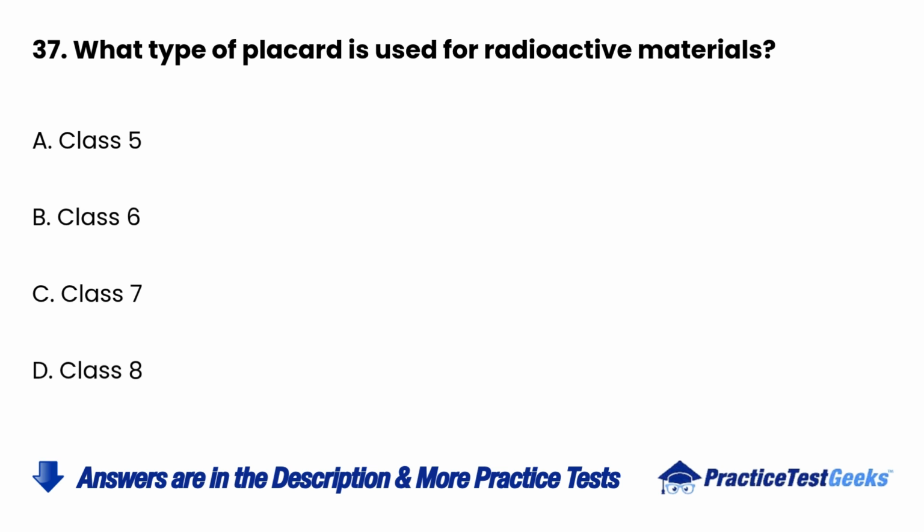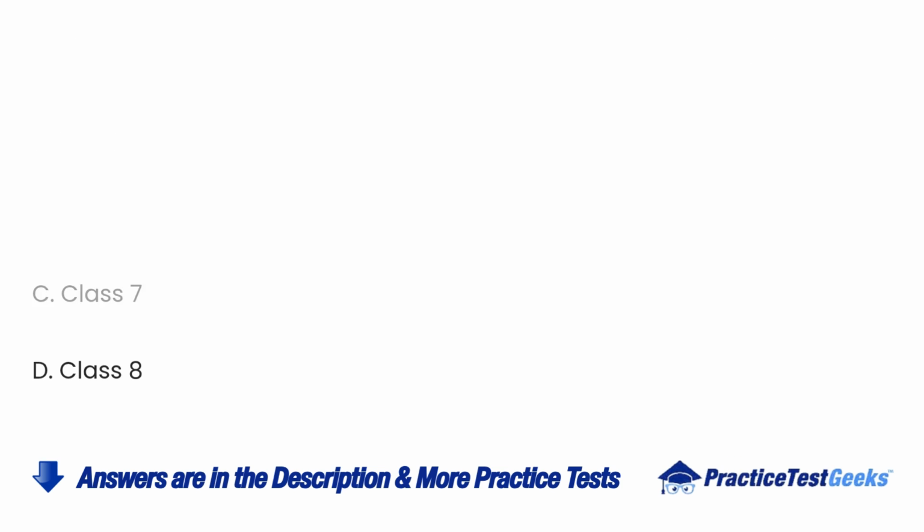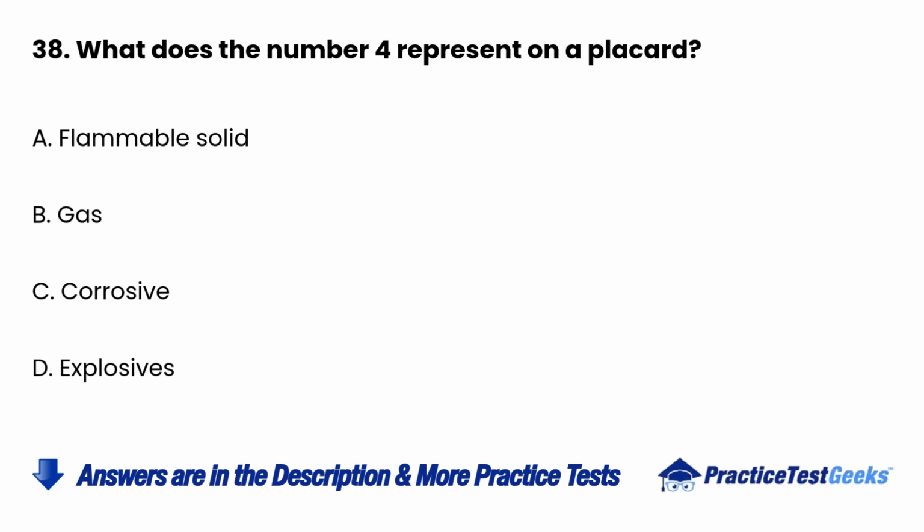37. What type of placard is used for radioactive materials? A. Class 5. B. Class 6. C. Class 7. D. Class 8. 38. What does the number 4 represent on a placard? A. Flammable solid. B. Gas. C. Corrosive. D. Explosives.